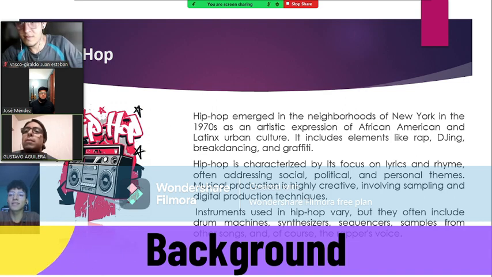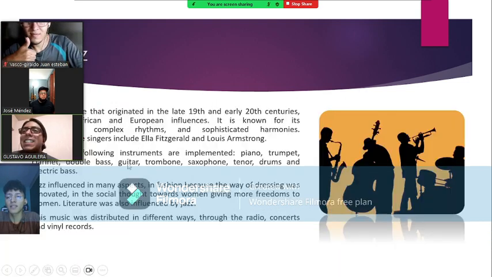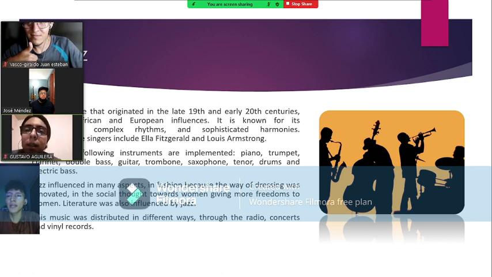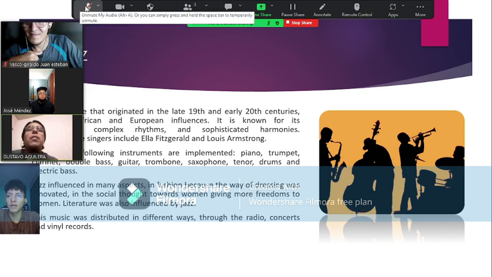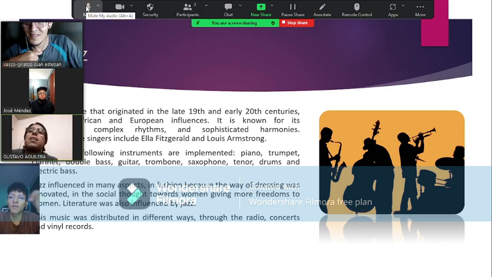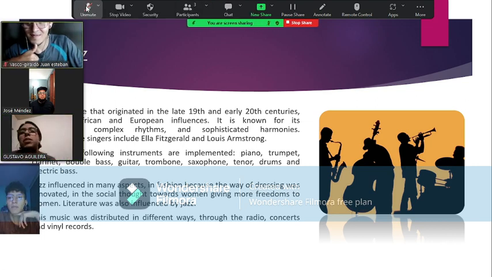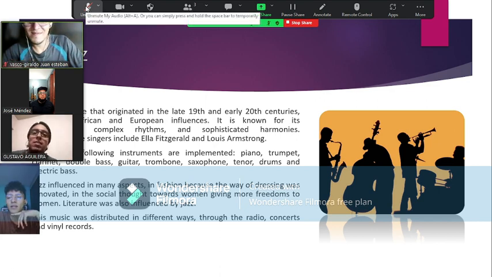Jazz is a musical style that originates in the late 19th and early 20th centuries, combining African and European influences. It is known for its improvisation, complex rhythms, and sophisticated harmonies. Representative singers include Ella Fitzgerald and Louis Armstrong. In jazz, the following instruments are used: piano, trumpet, clarinet, double bass, guitar, trombone, tenor saxophone, drums, and electric bass.